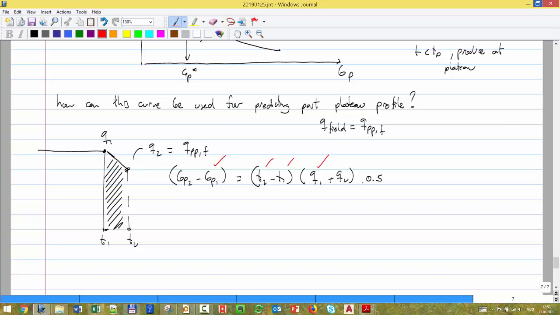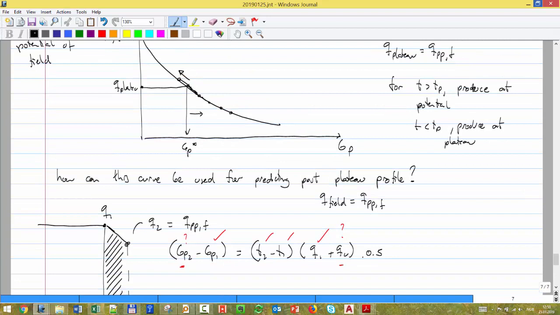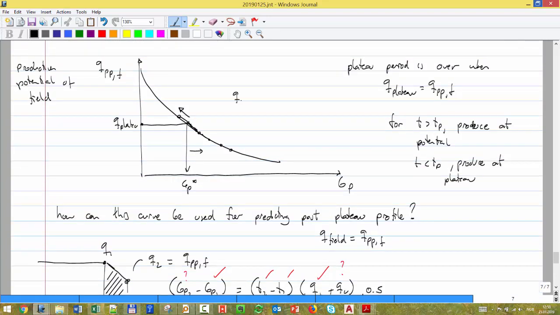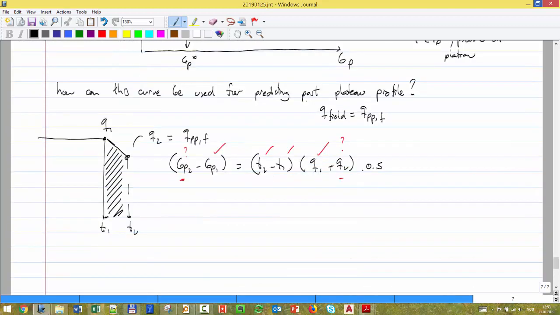And this I have, but I have these two that I don't know, because this one depends on Q2. They are a function of each other. But you know that you are on potential. So if you have an equation for this one, that tells you Q potential of the field is a function of GP. You have that additional equation.